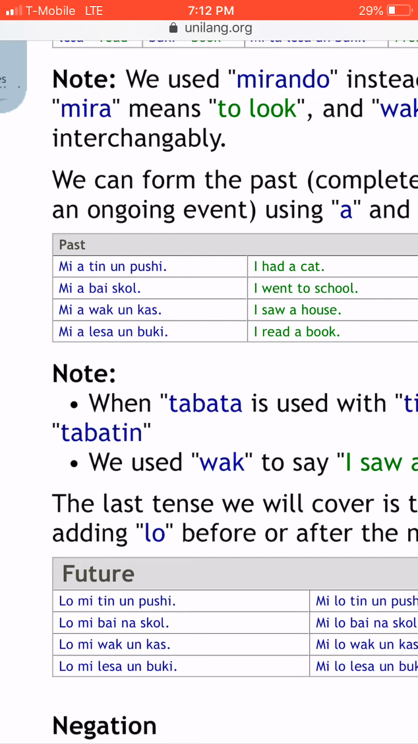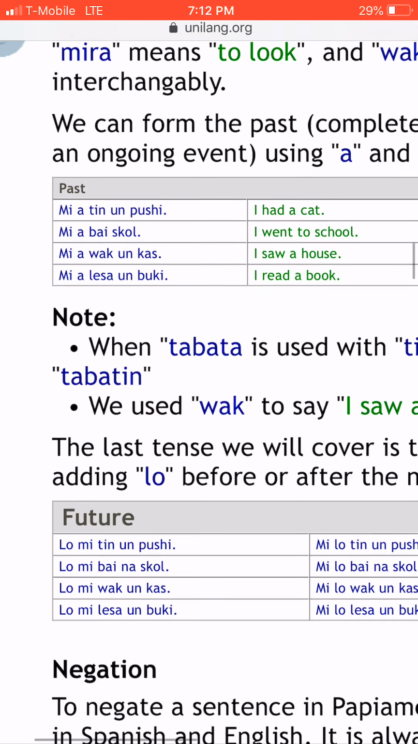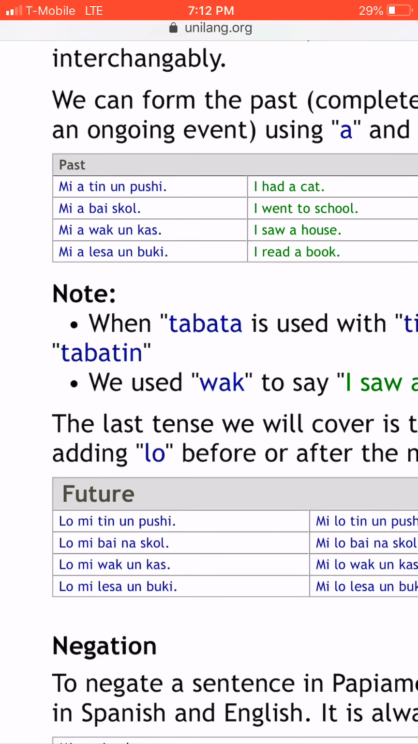So if you want to say something like I had, or I slept, or I read, or I went, something that happened very quickly, happened one time and it's done, you put a before the verb. So we've got a few examples here, but we're gonna make our own examples.